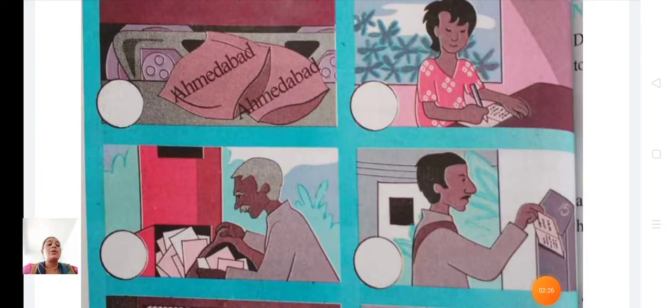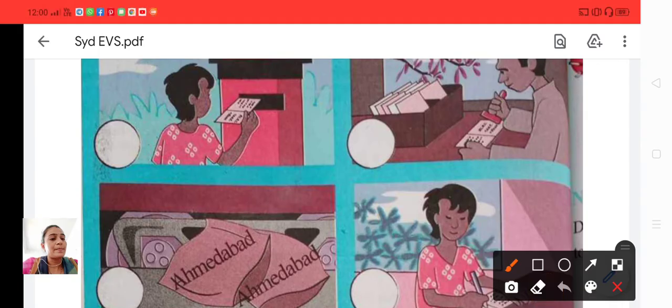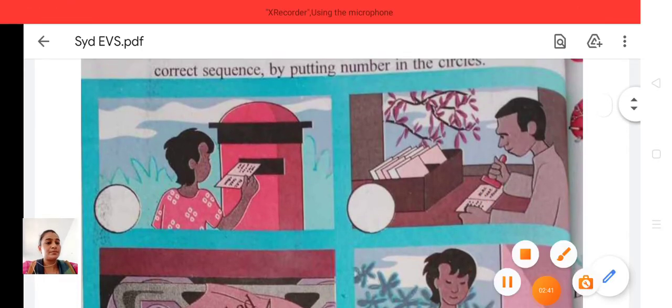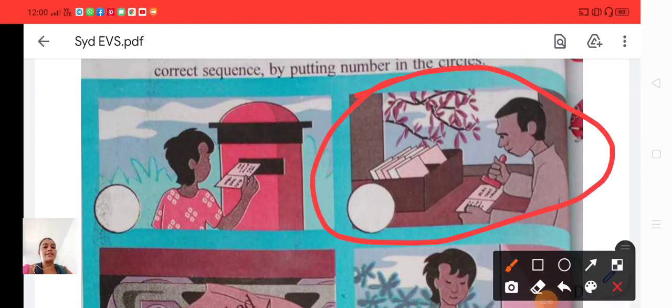After that, postman takes that letter to the post office and there stamps are put on the letters. So you can see in this picture. There is one man who is putting stamp on that letter. You can see. So this is our number 4 picture. So we are going to write here number 4.